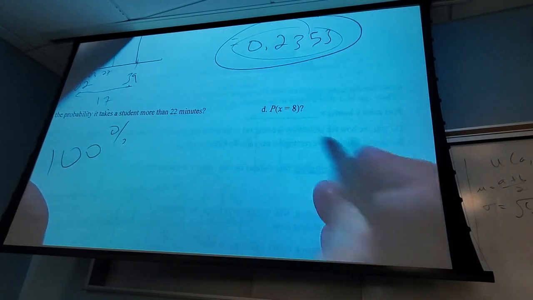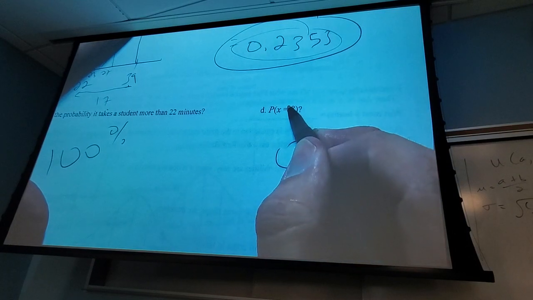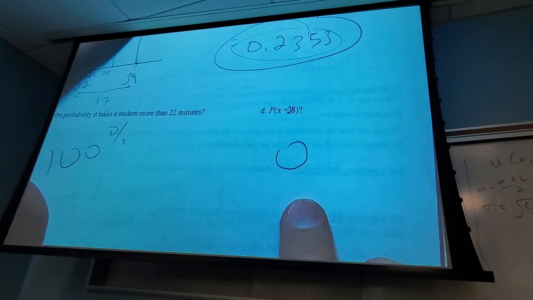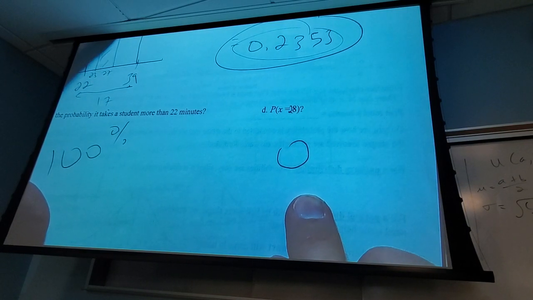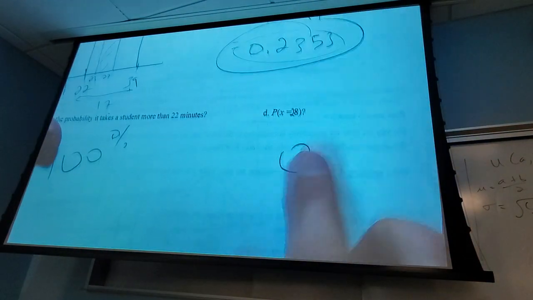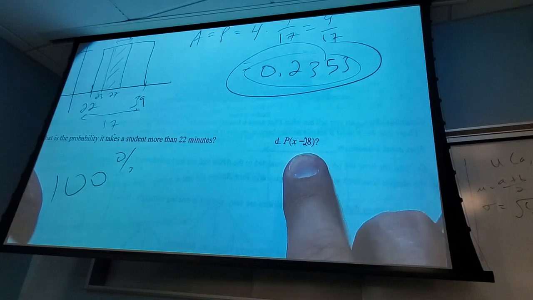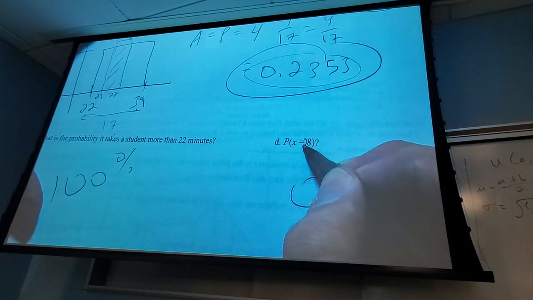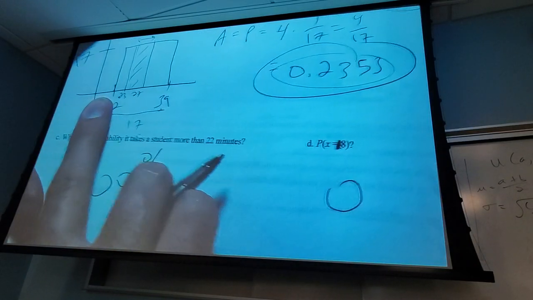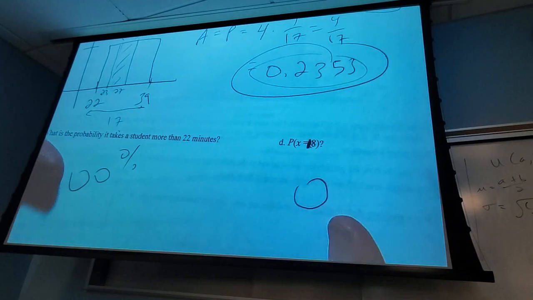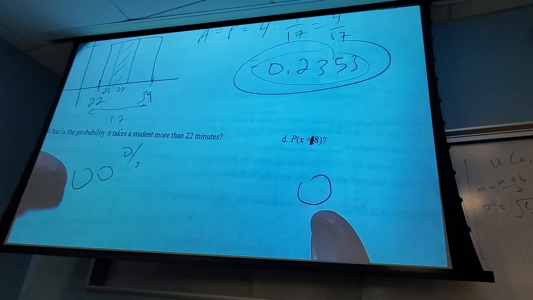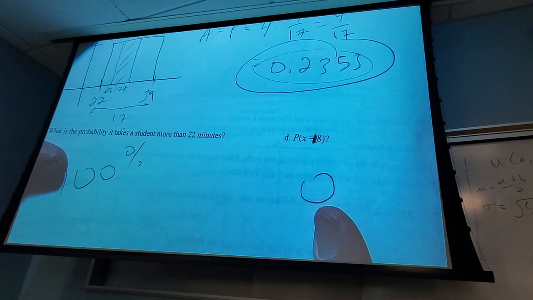And this one is doubly something: 0. There are 2 reasons why it's 0. Even if I would have said 28, that would have been 0. I just picked a bad number. I think I changed these numbers and I forgot to change this number. Even if it was 28, that's in there, but it's still got no area, correct? And 8 isn't even in there. So it's 0 for 2 reasons. Okay, is that cool? Or understood?